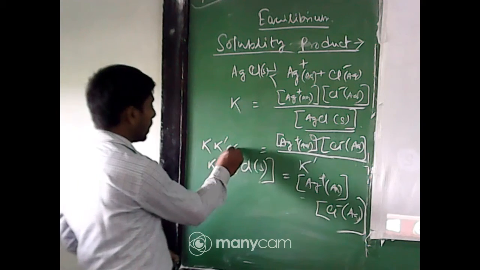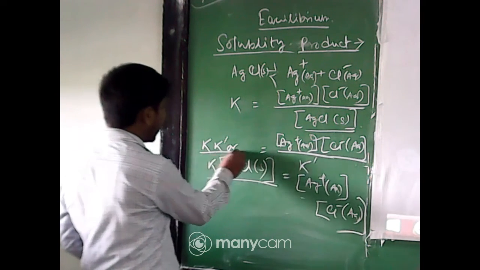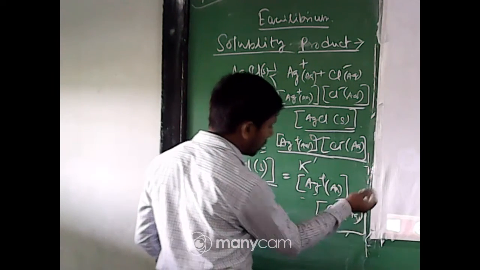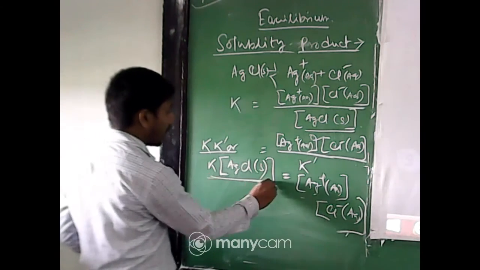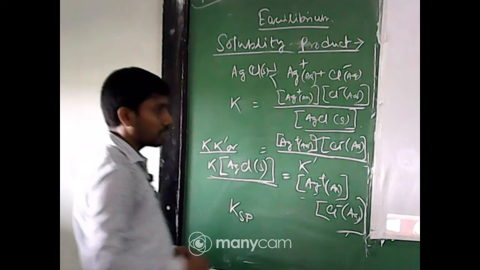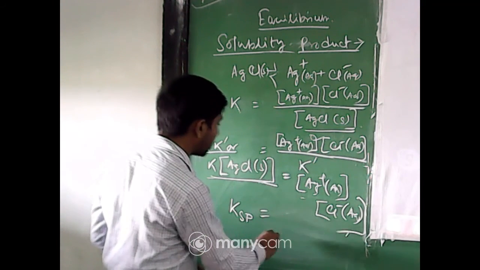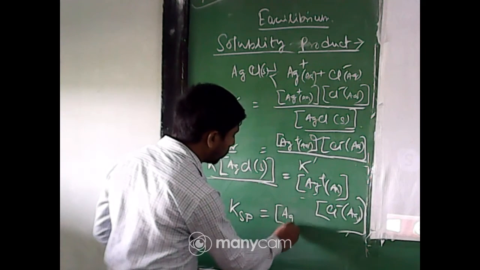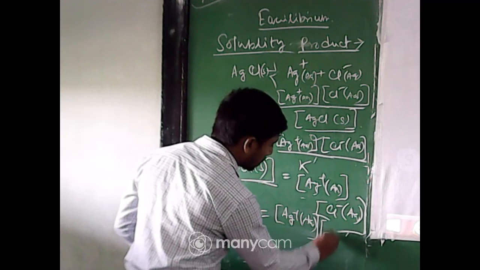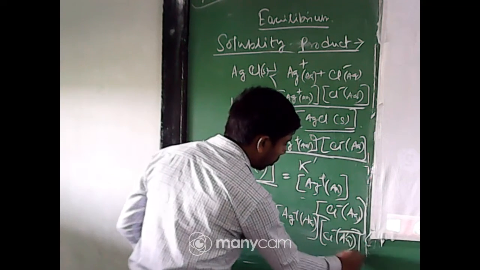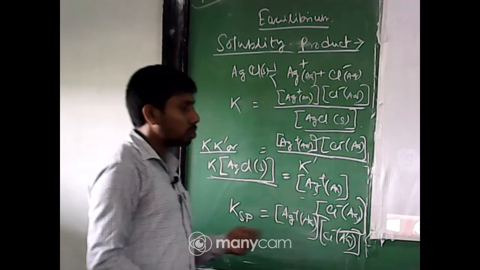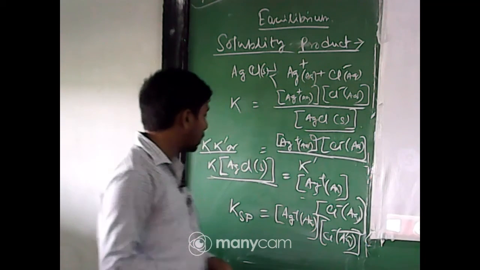K of AgCl solid, or K dash, is equal to the concentration of Ag plus times the concentration of Cl minus. This term is further converted into the form of Ksp, which is equal to Ag plus aqueous times Cl minus aqueous. So, this is the solubility product. What is the definition of solubility product?